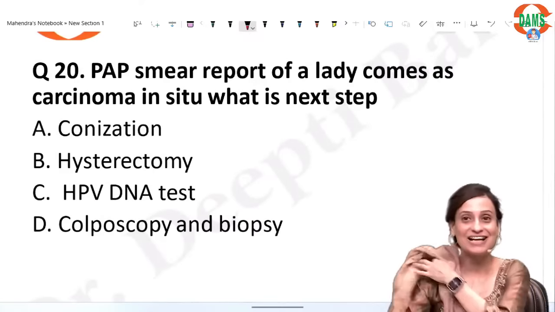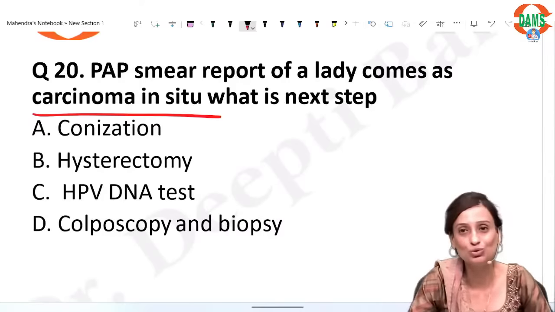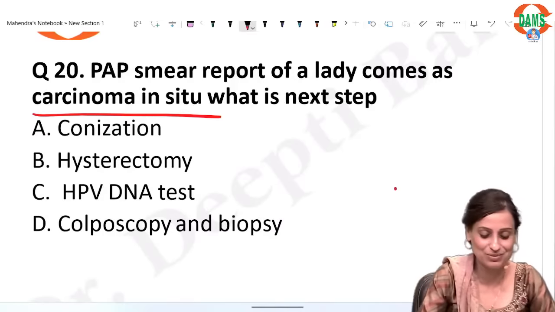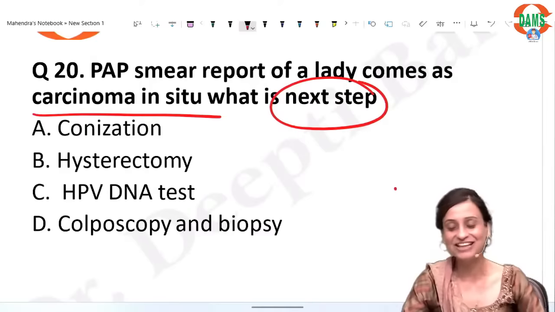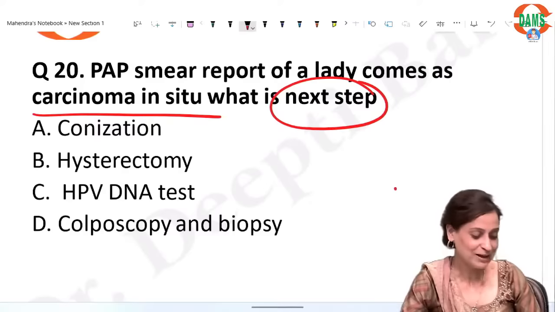Your patient has a pap smear report of carcinoma in situ. What is the next step? Who's going to tell me what is the answer? And that is the last question for the day. And then you're going to tell me your scores, right?